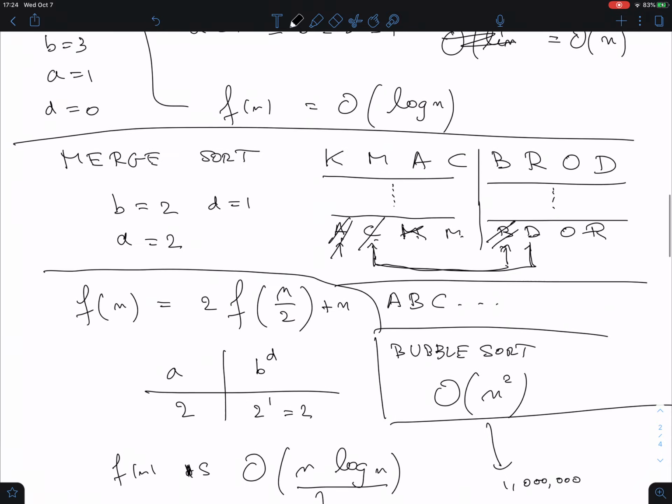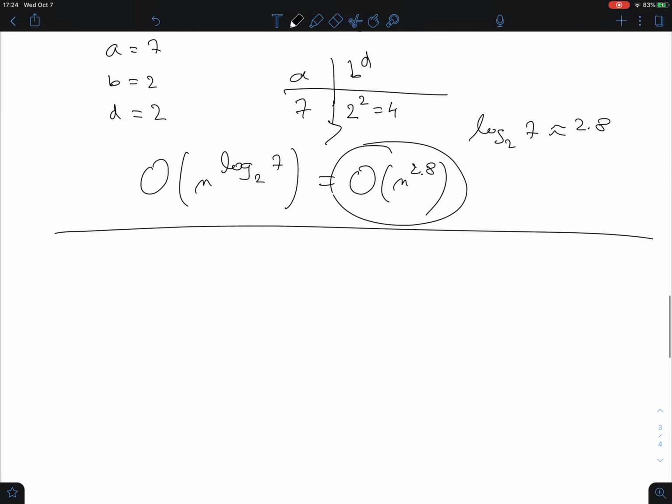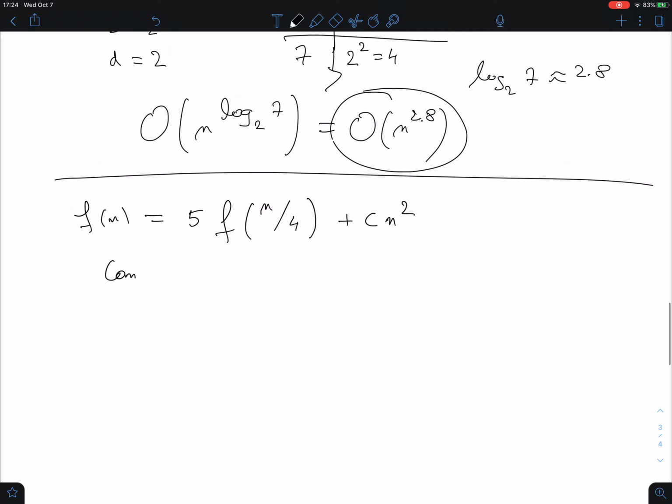Yeah, so imagine, let's just write down an example. Suppose that f of n is equal to 5 f of n divided by 4 plus c n squared. Let's try, what's the complexity of f?